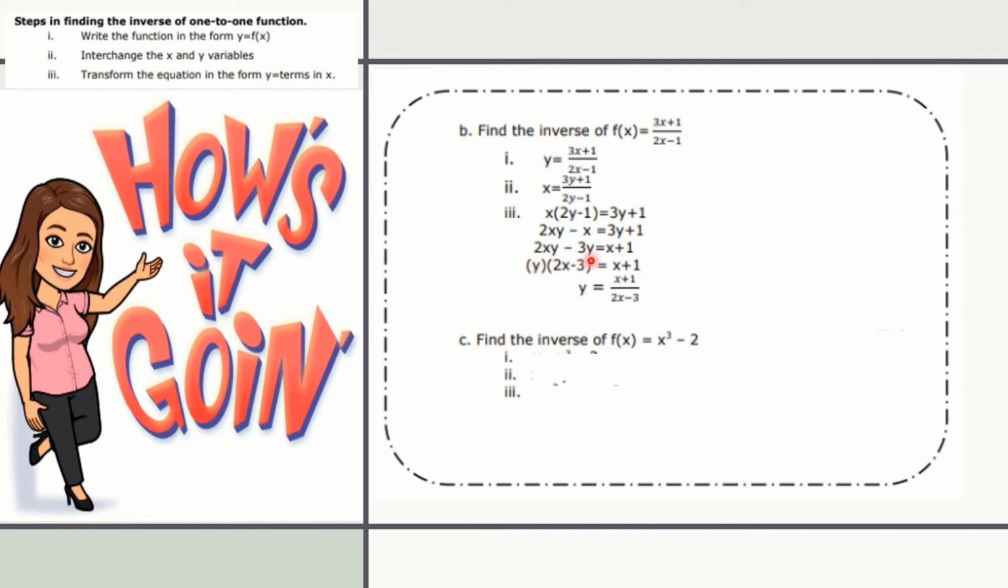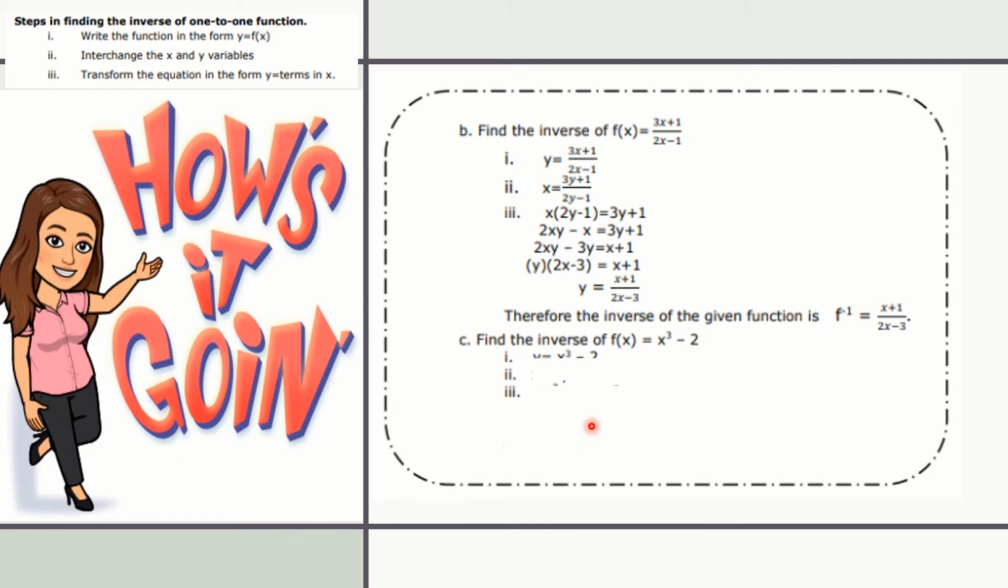So we get 2xy minus 3y equals x plus 1. Isolating y, we get y times 2x minus 3 equals x plus 1. Leaving us with y equals x plus 1 over 2x minus 3. Therefore, the inverse of the given function is f inverse of x equals x plus 1 over 2x minus 3. Can you do the same for letter C? I think this is very easy.